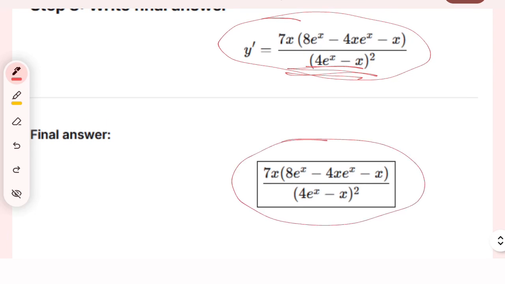Maybe your teacher would allow you to have that answer. Or maybe you could ask your teacher or your professor if your professor would accept that final answer, or maybe your professor would only accept the expansion. Then you need to multiply 4e to the x minus x by itself for your final answer. So today, that would just be our final answer. We will not expand the denominator, and that would be our final answer.